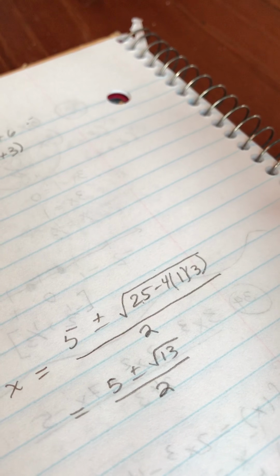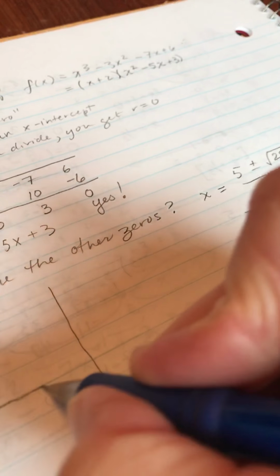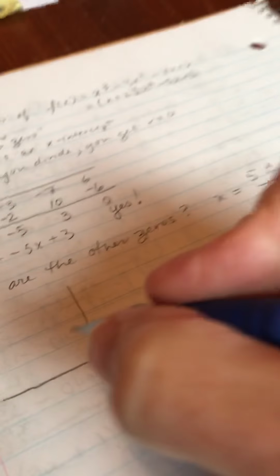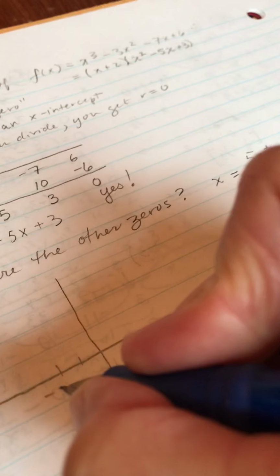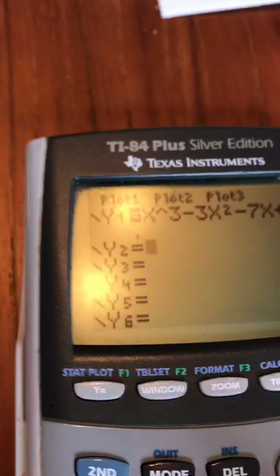So we could see those on the graph. In fact, let's go ahead and do the rest of this graph so we can see what's going on here with all of the key points. So we've found that negative 2 is a 0, so that's going to be an x-intercept. And then these irrational zeros we can approximate on the calculator to plot them.